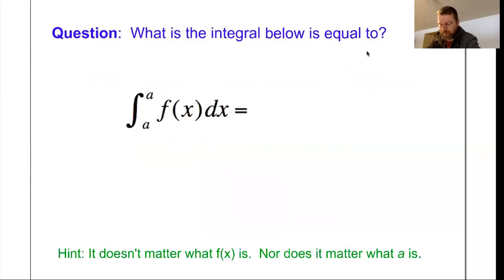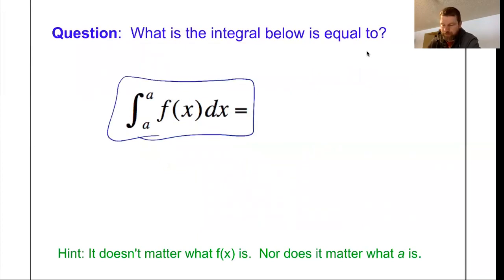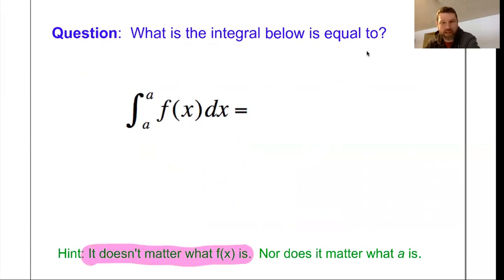All right. So with that in mind, maybe pause the video and see if you can figure out what this integral will equal. Hint, it doesn't matter what f of x is. Pick any function you like, nor does it matter what a is. Pick any function you like.